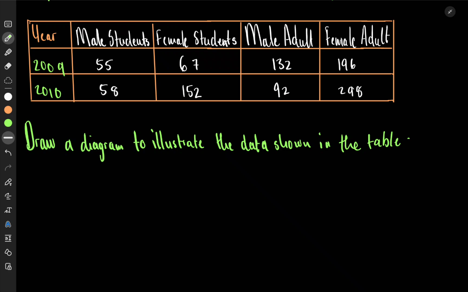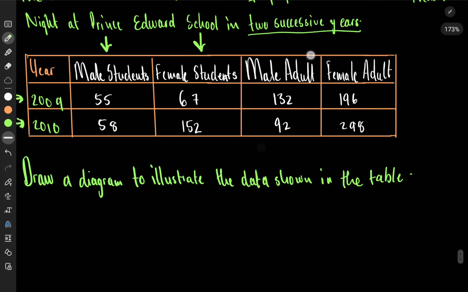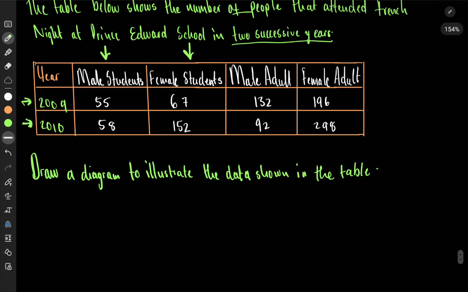So anyway, here's our table, which is organizing the data. Now we need to visualize. Draw a diagram to illustrate the data shown in the table. So now we need to draw a diagram and show the data in the table. When you have something like this, 2 successive years, we are going to be comparing 2 years for each thing. For male students, we have 2009 and 2010. Female students, we have 2009, 2010. Male adults, 2009 and 2010. So we have the same thing for 2 years.